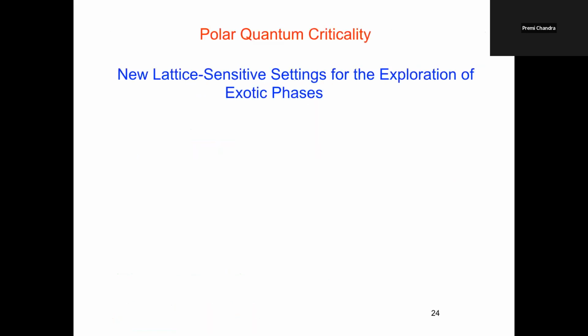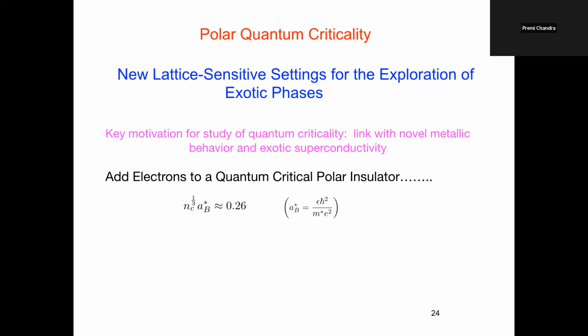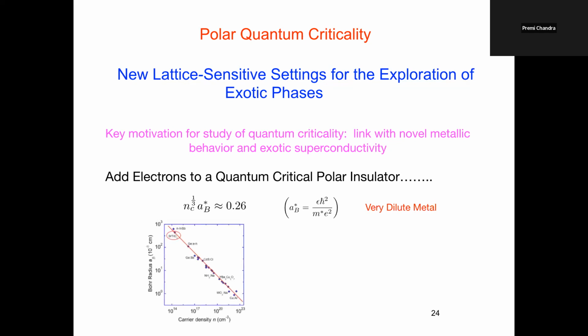So polar quantum criticality: the idea is that you have new lattice-sensitive settings for the exploration of exotic phases, but a key motivation is the link with novel metallic behavior and exotic superconductivity. What happens when we add electrons to a quantum critical polar insulator? Well, the Mott criterion is usually that the concentration of electrons to the one third times the Bohr radius is about a third. And remember that the Bohr radius scales with the dielectric constant. Now, because the dielectric constant is so large, we have a very, very dilute metal. If you look at the Bohr radius against carrier concentration, strontium titanate is way up here. So for very, very low densities, we can actually get a metal.